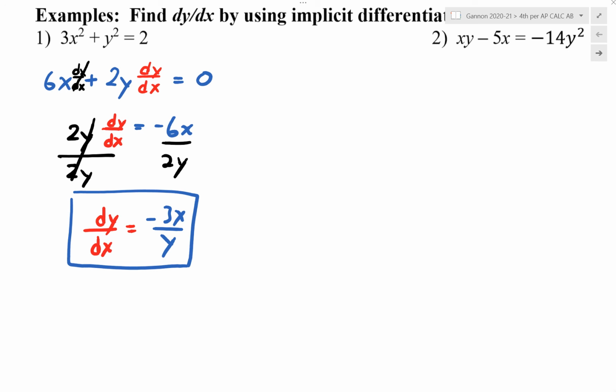So the key is when you're taking the derivative with respect to x, any time we take the derivative of a term that has a variable that is not x, such as y, we're going to include dy dx. If the variable was u, we could say du dx as we do that.